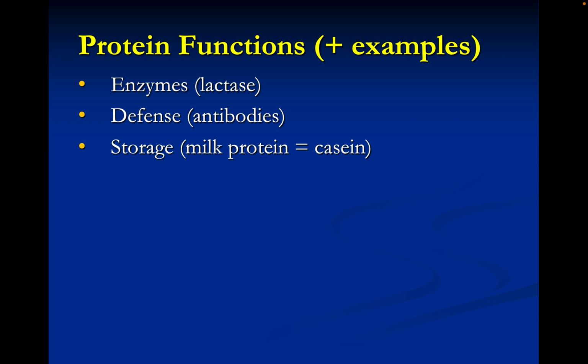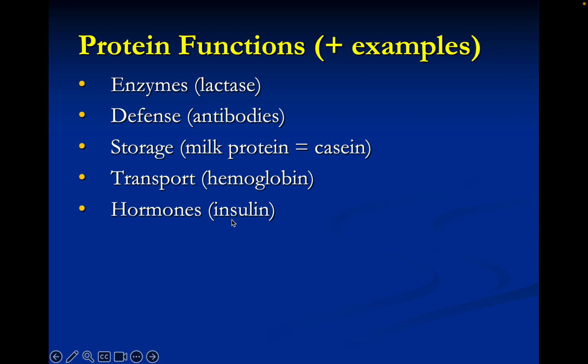Storage. So milk protein, casein, is a way to store energy for later. They're important in transport. So hemoglobin is the protein that transports oxygen to your cells and also carries away carbon dioxide.